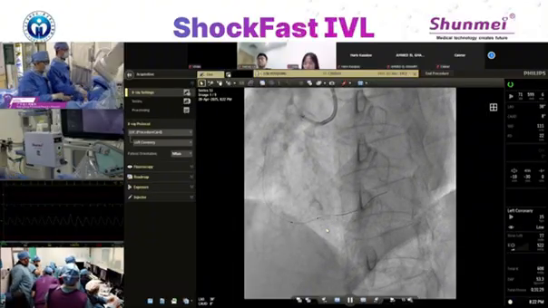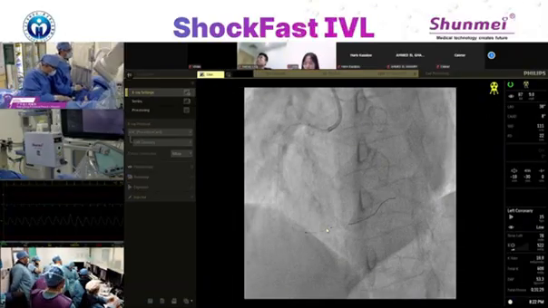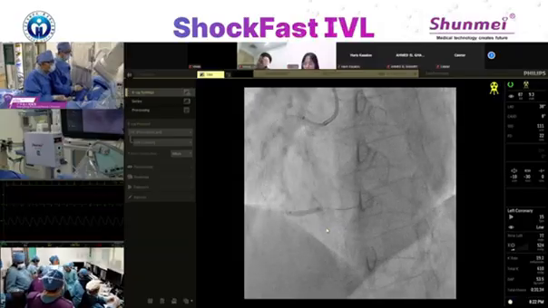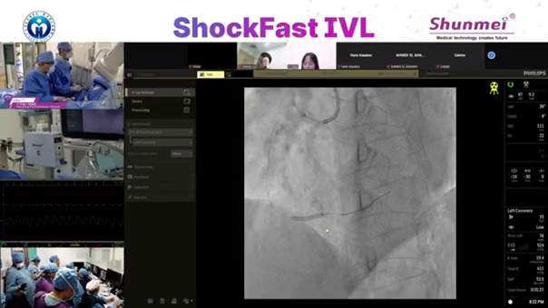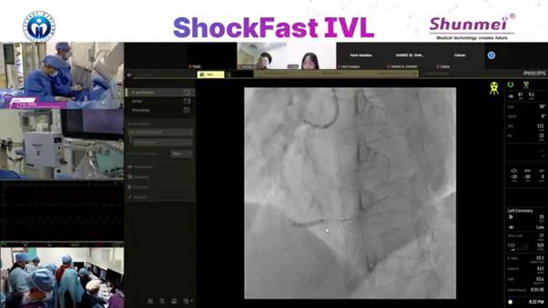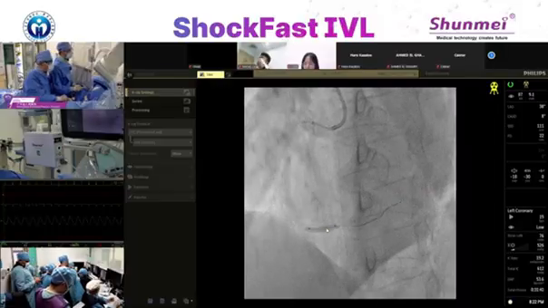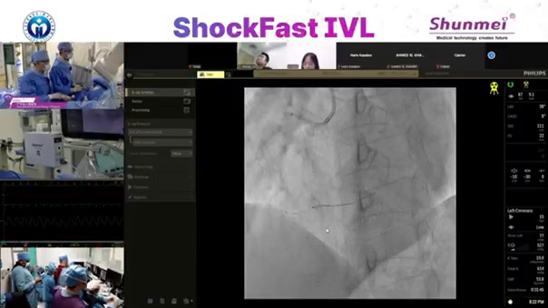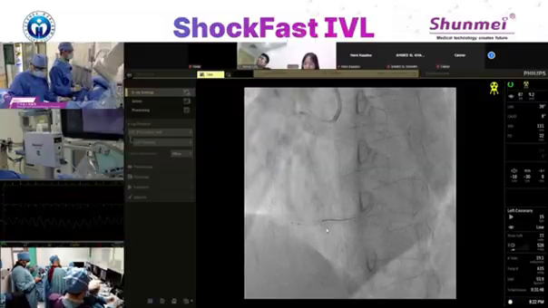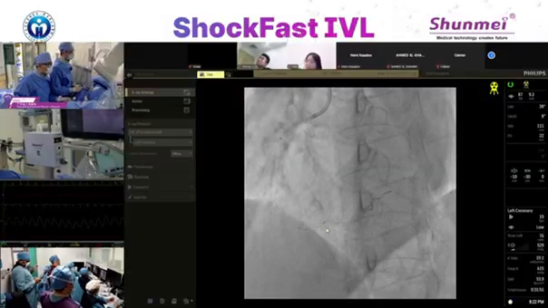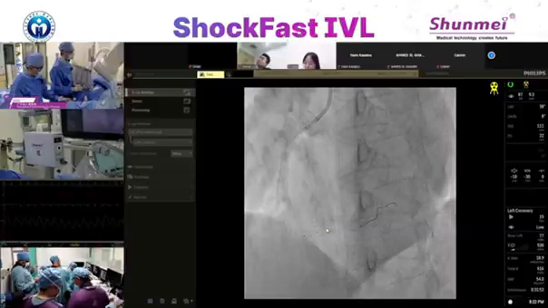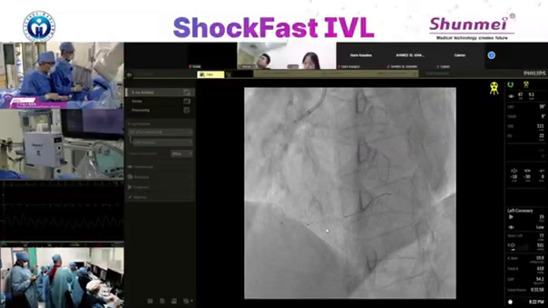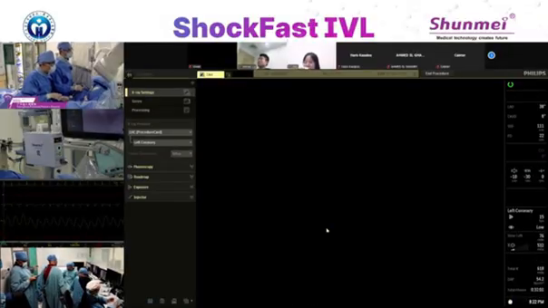20 atmosphere. 20. 24. 26. Okay, down. Down and push the balloon in. Is it in? Sorry. So why is it in? Hit the proximal first. Well, where is it?